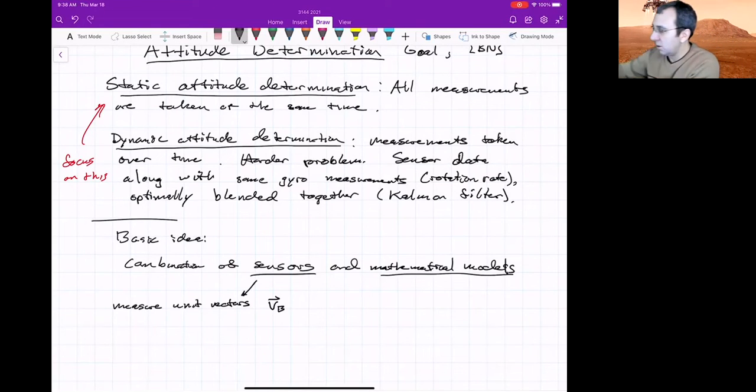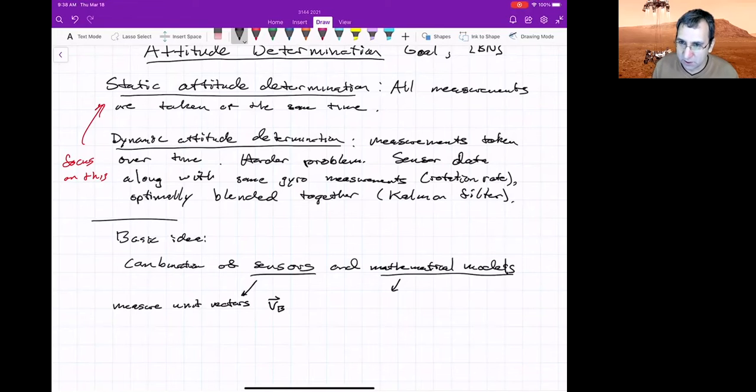The mathematical model would be: if I know where I am in my orbit, I should be able to estimate to very good precision where the sun should be pointed with respect to that inertial frame. So the other team, if you're working on a team, who's doing the orbit estimation needs to be getting it right. That's where the mathematical model comes in.